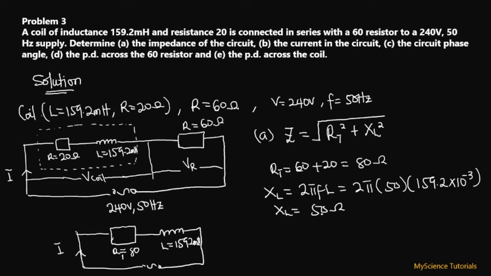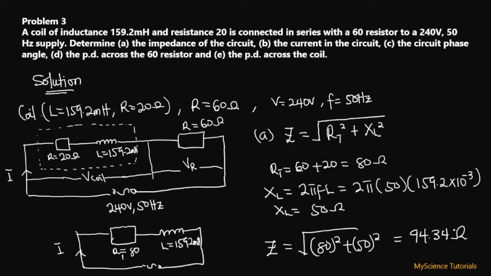So now that we have this and the total resistance, we can find the impedance for the entire circuit. So the impedance is going to be the root of 80 squared plus 50 squared, which is going to give us 94.34 ohms as our impedance.